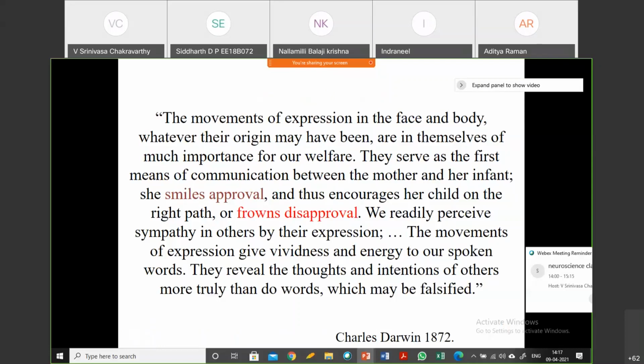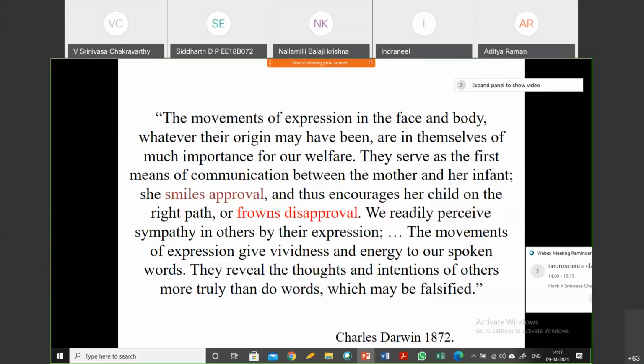The movements of expression in the face and body, whatever their origin may have been, are in themselves of much importance for our welfare. They serve as the first means of communication between the mother and her infant, because it is through expression of the face that you communicate. Even if you're not saying anything, your face and your body language speak so much. If you look at the communication between mother and infant, she smiles her approval. The baby does something right, the mother smiles, and the baby understands that she did a good thing, and thus the mother encourages her child on the right path, or frowns disapproval. And we readily perceive sympathy in others by their expression.